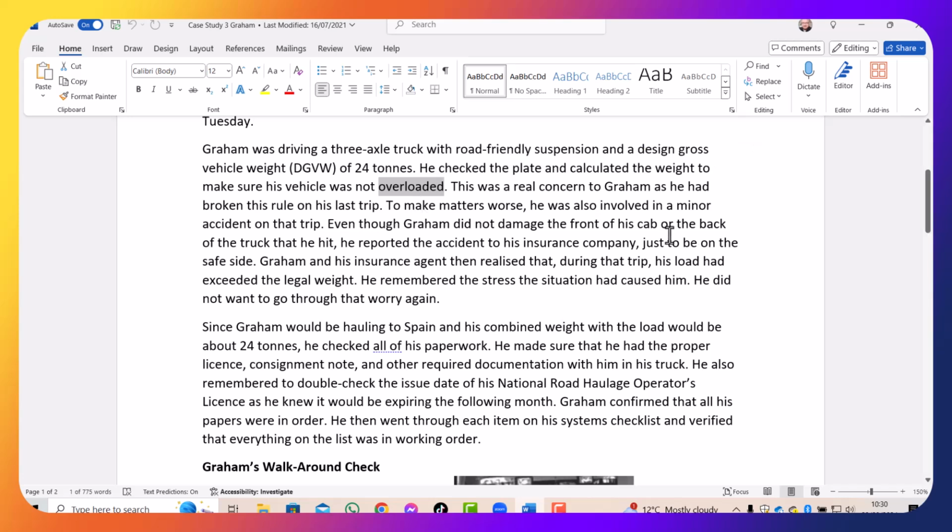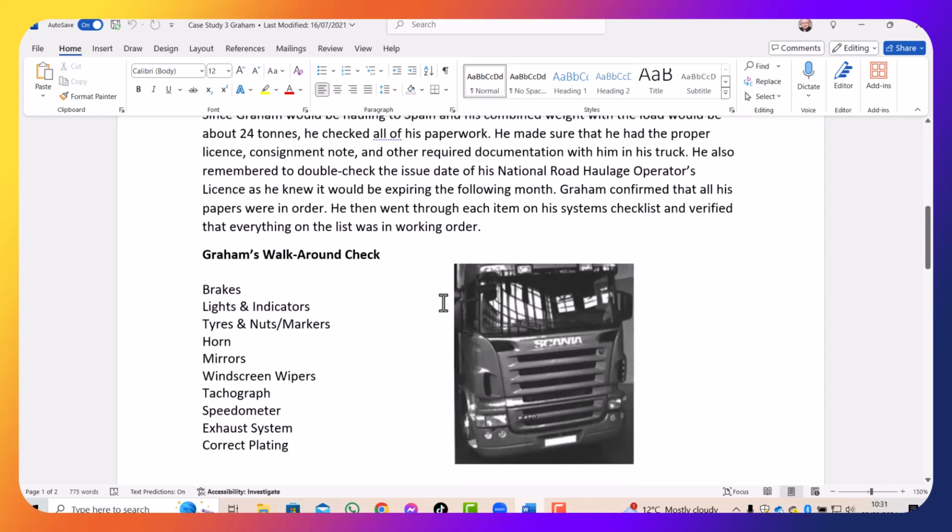This was a real concern to Graham as he had broken this rule on the last trip. To make matters worse, he was also involved in a minor accident on that trip. Even though Graham did not damage the front of his cab or the back of the truck that he hit, he reported the accident to his insurance company. What a good lad. I'm sure we'd all do exactly the same. Just to be on the safe side. Graham and his insurance agent then realised that during the trip, his load had exceeded the legal weight. He remembered the stress the situation had caused him. Oh, Sherlock. He did not want to go through that worry again. He's a sensitive soul, our Graham.